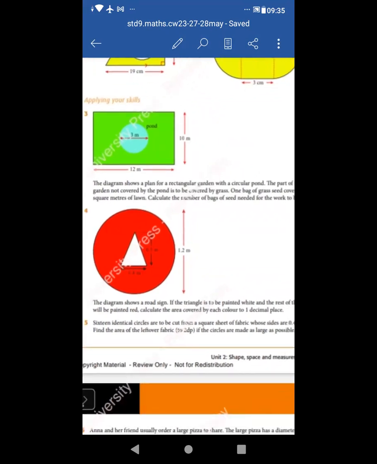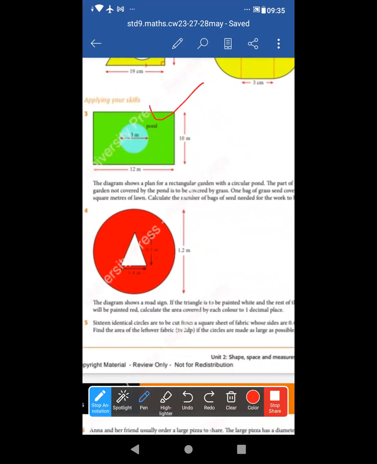That means what? In the figure, only the part where the pond is not there, the uncovered part, that one we have to fill by grass. Clear or not? Yes, ma'am.